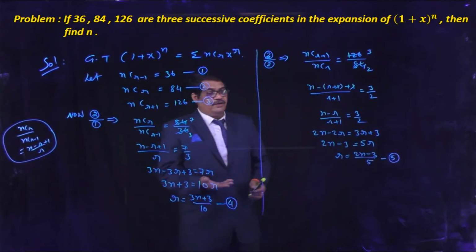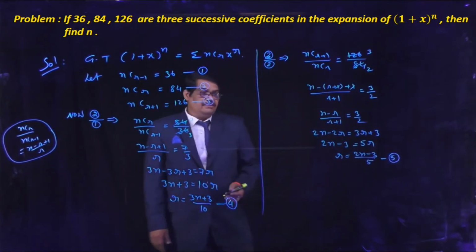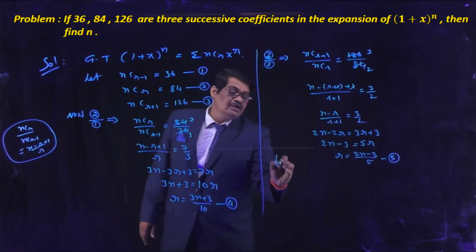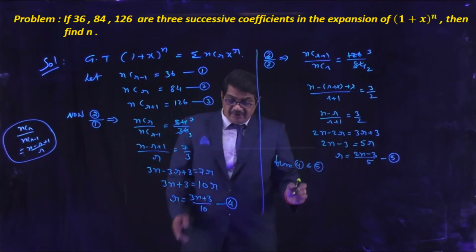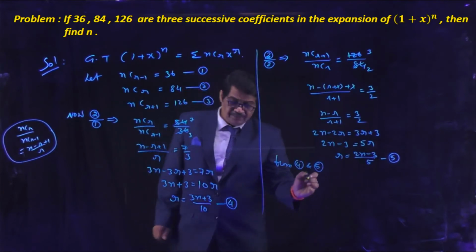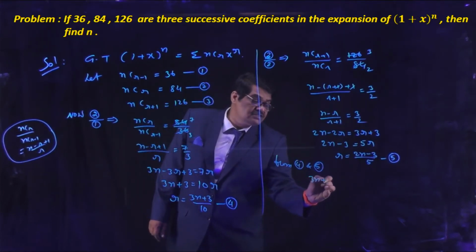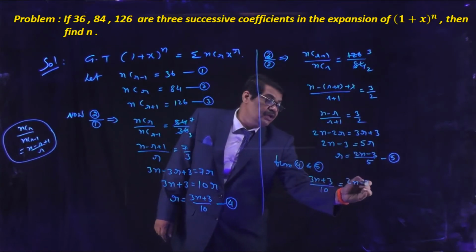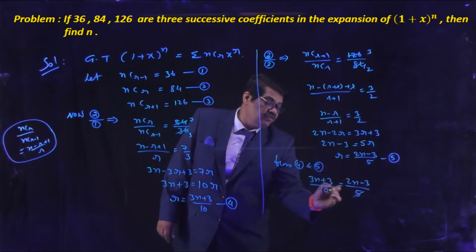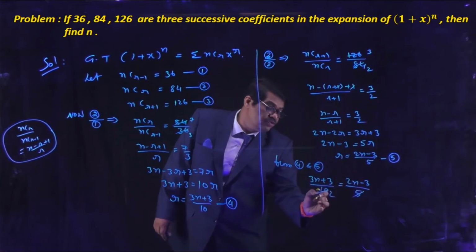From equations 4 and 5, the LHS are both the same, so we equate the RHS. That is (3n+3)/10 = (2n-3)/5. Here 5 twos are 10, that is, 2 is moving to that side.